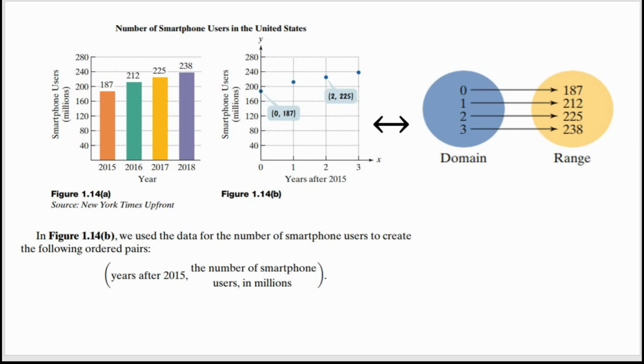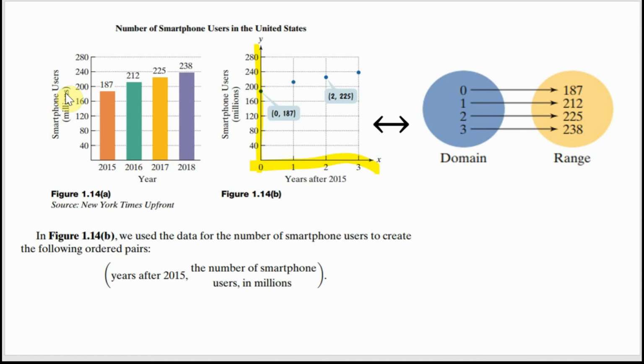For an example of that, say we have the number of smartphone users in the United States, and we look at a chart from 2015 to 2018. You can see a chart here on the left: the number of smartphone users is about 187 million in 2015, and by 2018 that number grows to 238 million. If we write it representing the first year, 2015, as 0, then we go up to 2018, so we have 0, 1, 2, 3 in terms of the years, for the x-axis. And for the y-axis, we represent the number of smartphone users, in millions.